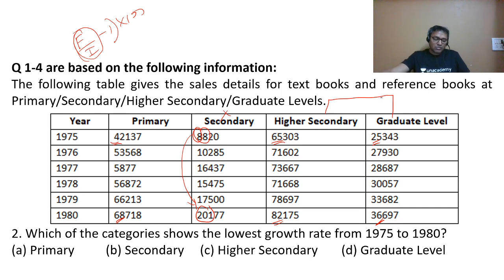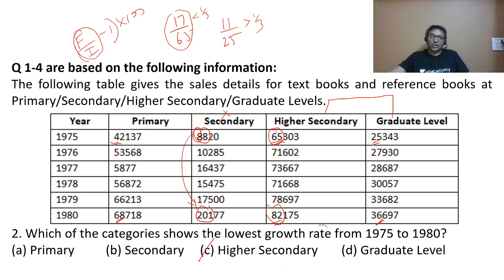Right? So when you talk of higher secondary, the growth is 17 upon 65, from 65 to 82. Whereas for the graduate level, the growth is 11 upon 25. If you look at it properly, 17 upon 65 is less than 1/3, and 11 upon 25 is more than 1/3. You can directly mark the answer as higher secondary, option C.